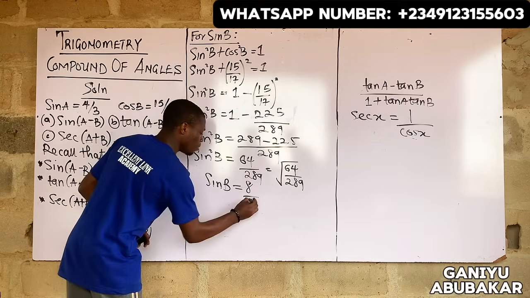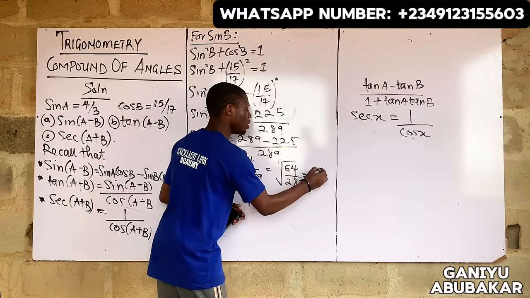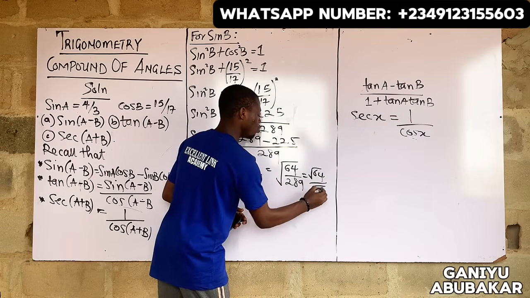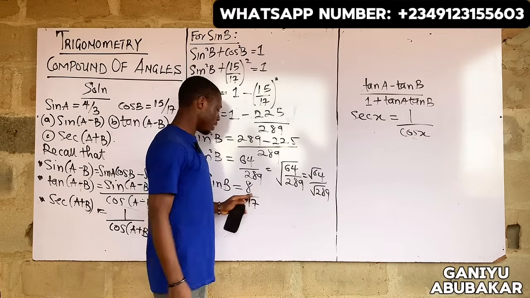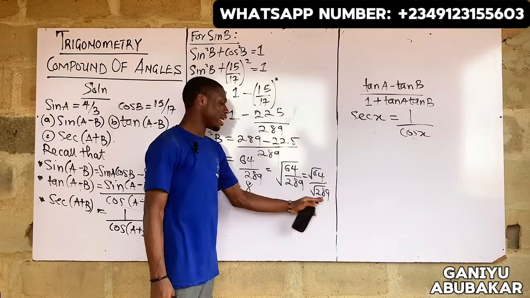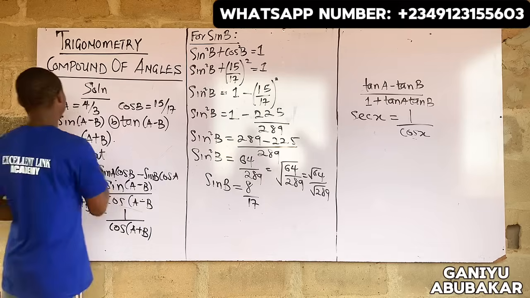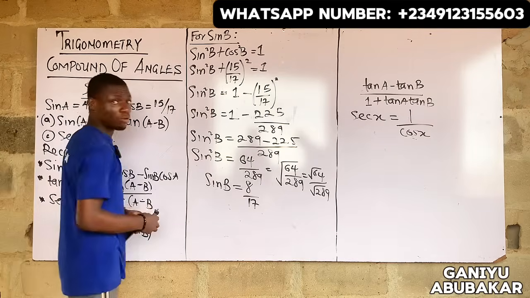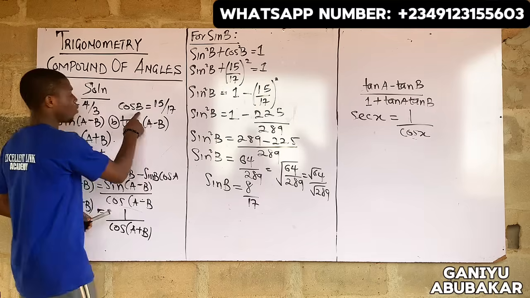That's 17. I can express this as root 64 over root 289. Root 64 is 8, since 8 times 8 is 64. Root 289 is 17. So I've gotten my value for sine B. So I know sine A now and I know sine B now. True or false? True.